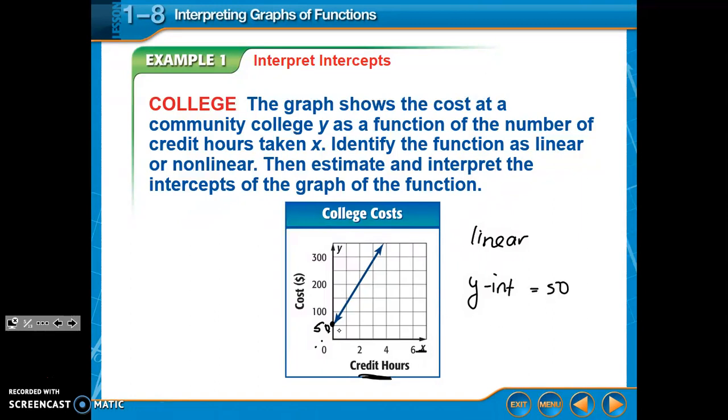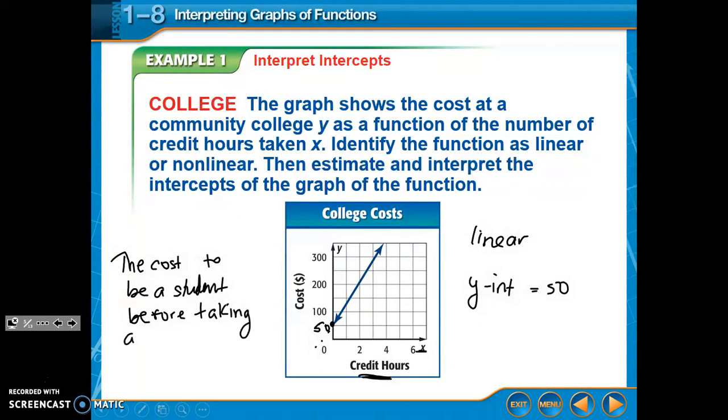But what does that mean? That means that the initial cost, when you're not even taking any credits, probably just to enroll in the school, is probably $50. So you can say the cost to be a student before taking any classes is $50. Okay?